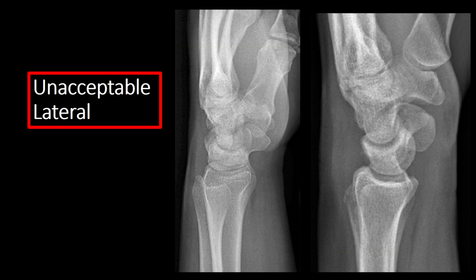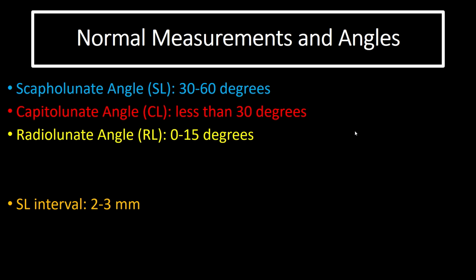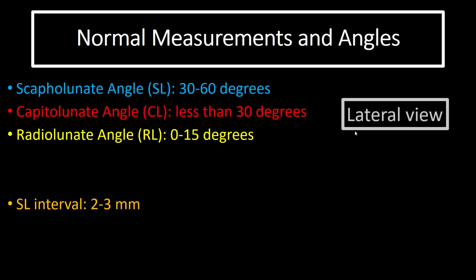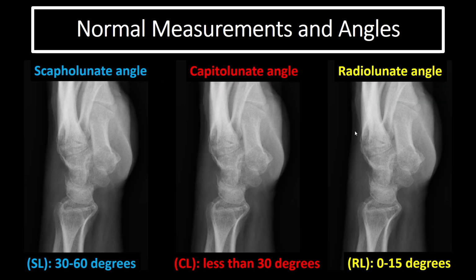These are unacceptable, and I've highlighted the pisiform for you. You can see how this one here is way over, not even within that interval. And this last one here is just hanging over too palmar, so not ones that you can really trust. So going over these measurements and angles in a proper lateral radiograph, we'll go over some examples of these three types on the lateral view, and then the scapholunate interval here on the frontal view. So that's how we break it apart here.